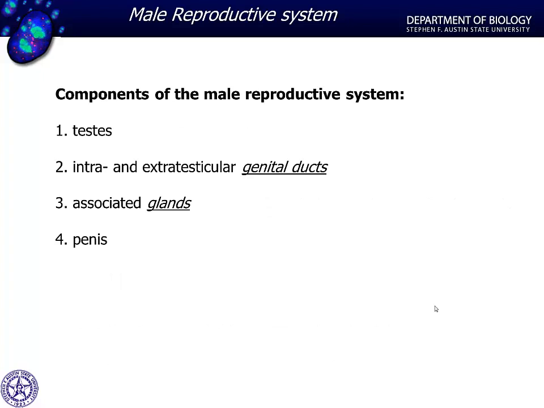So once again, we're going to begin with the testes. We'll look at the genital ducts, both intra and extra testicular ducts. We'll look at the associated glands, principally the prostate gland, and we'll end our discussion with the histology of the penis.